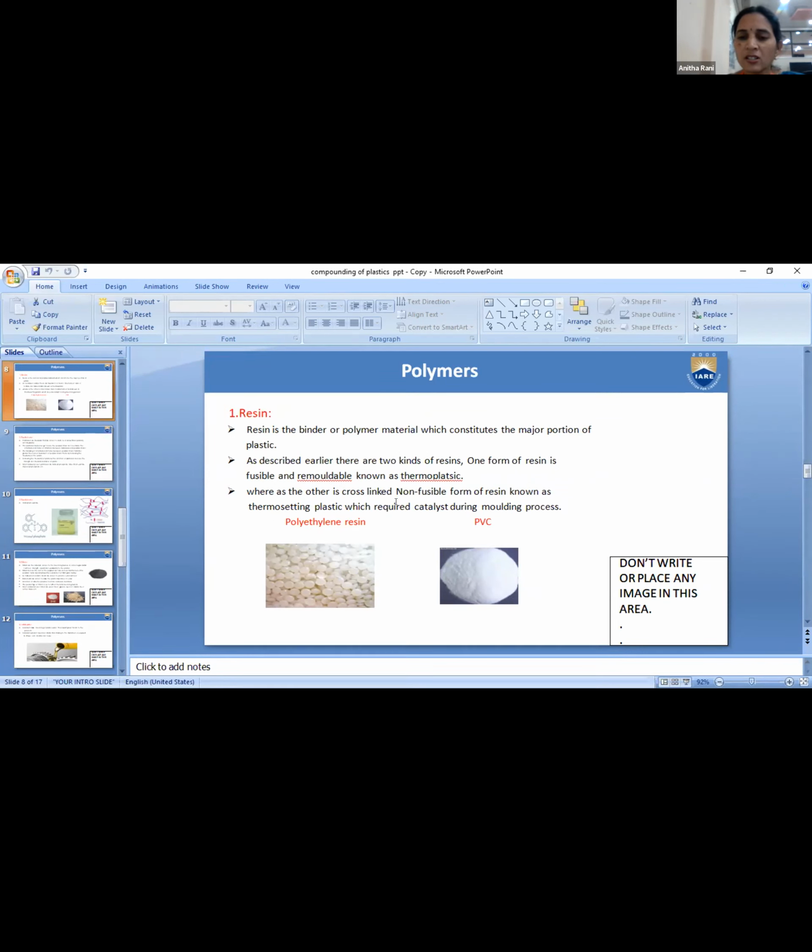Whereas thermosetting resins cannot be remolded. They are non-fusible forms of resins. They have a strong covalent bond, cross-linked structure. But we use a catalyst for thermosetting resins. So we take two types of resins: one is thermoplastic resins, the other is thermosetting resins. Here I gave one example, polyethylene resin, that is a thermoplastic resin. Polyvinyl chloride is also a thermoplastic resin.